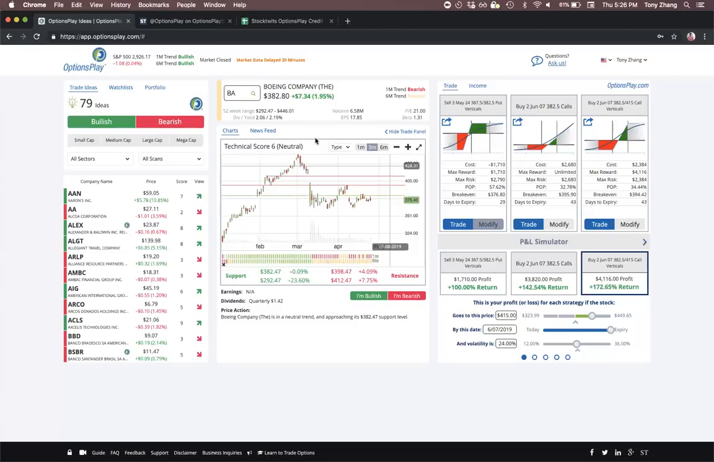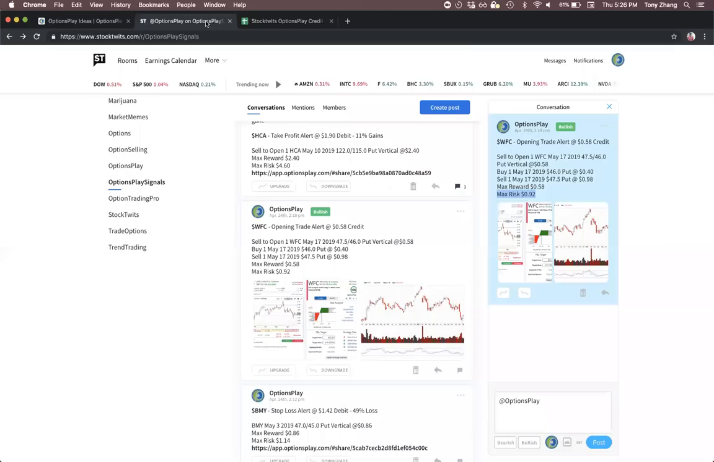Is there a program to select all of your services together? So currently there is not. So currently the StockTwits service is a separate service. We are looking into potentially having a bundled service in the future, but for now it is a separate service for now.